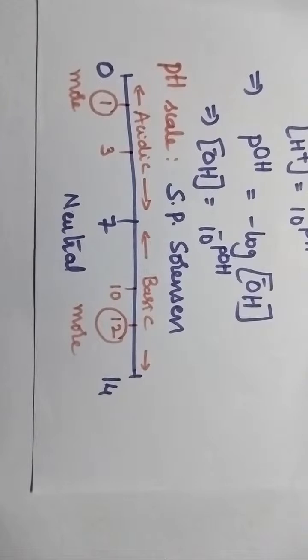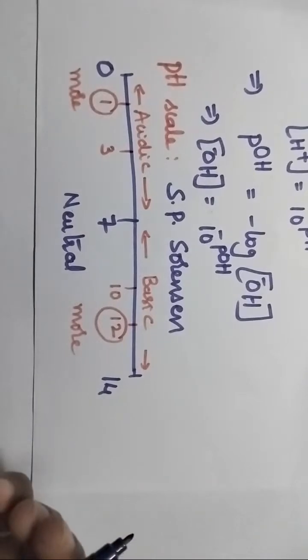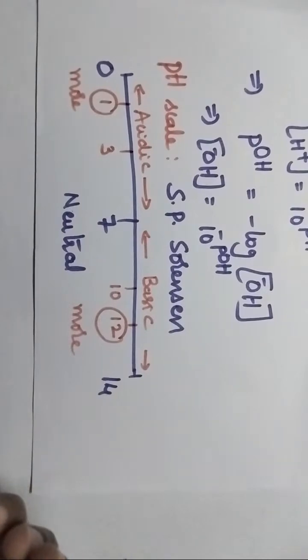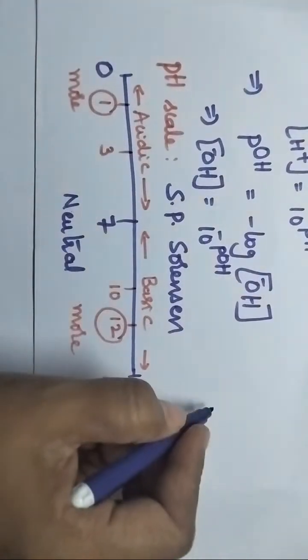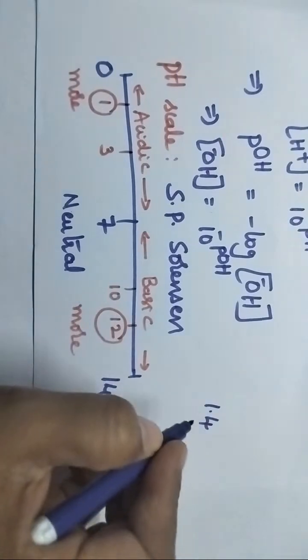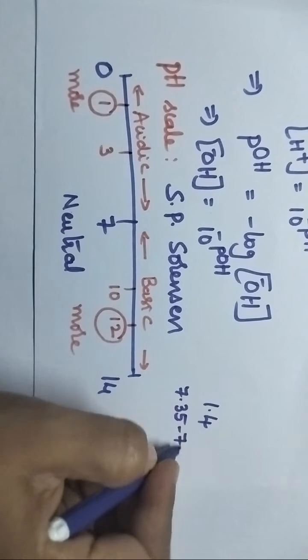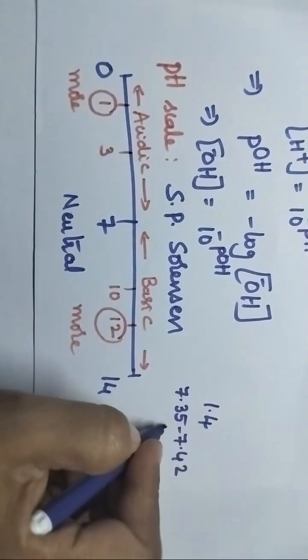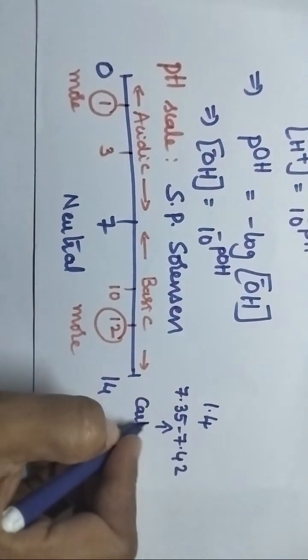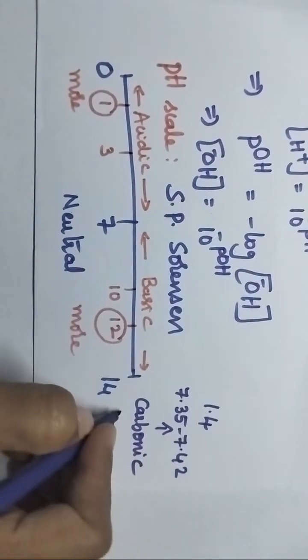So pH is very important. Certain biological reactions take place at a constant pH. Certain fermentation reactions, preparation of syrups, medical tonics require constant pH. The pH of the digestive system is 1.4. The pH of the blood is 7.35 to 7.42, and it can be maintained by using carbonic acid buffer solution.